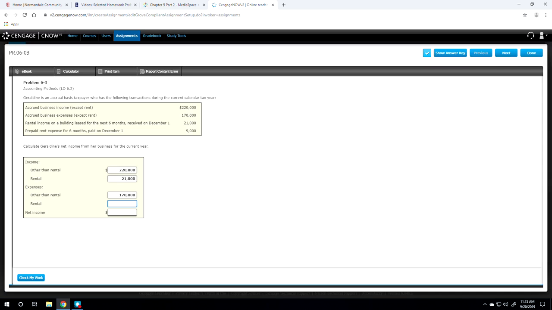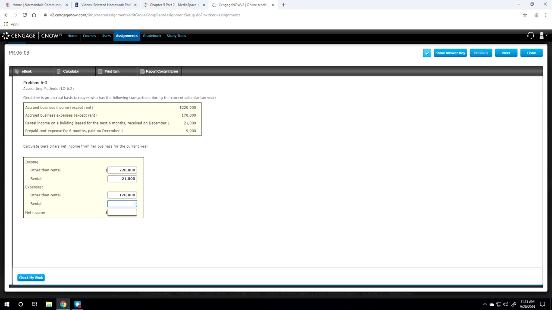Kind of interesting how it works that way, right? Like they want the income reported right away so they can get the money, and then when we have expenses, they say, no, you can wait on that. So what are we going to show here for this prepaid rent expense? Well, we don't get to show the whole $9,000. We are going to only show 1 month of that because it was paid on December 1st. So all we get to deduct for tax purposes as an expense is 1 month's worth.